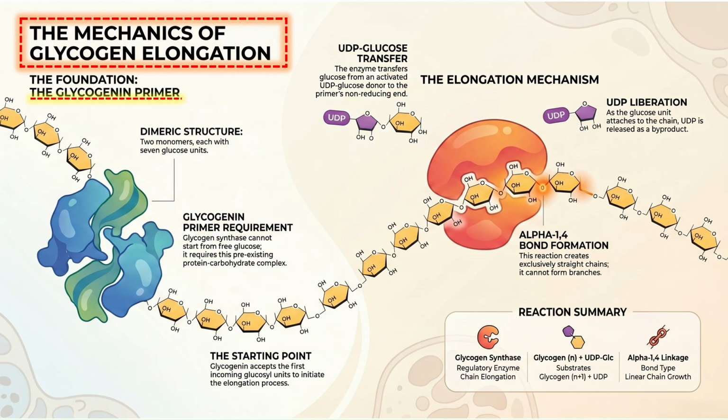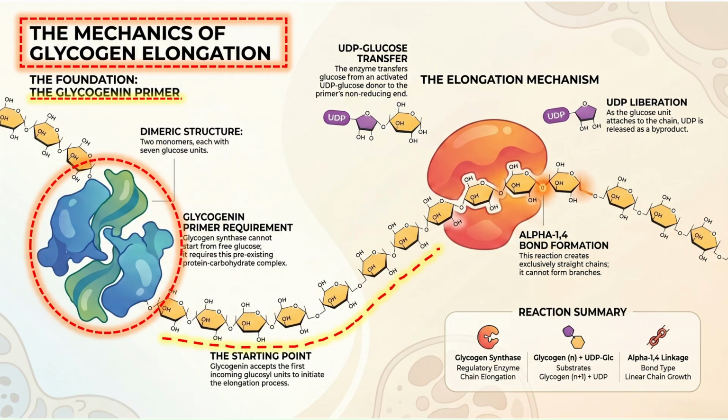As shown in the picture, glycogenin is a dimeric protein that first autocatalytically attaches glucose residues to itself, and it creates a short chain of about 7 glucose units on each monomer. Think of glycogenin as the foundation of a building. It provides the starting platform upon which the entire glycogen granule will be constructed.